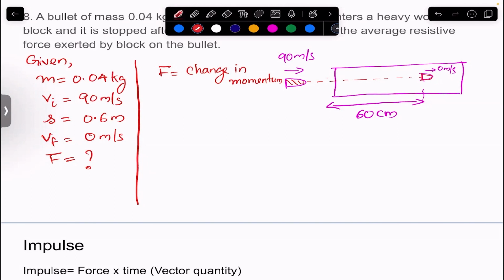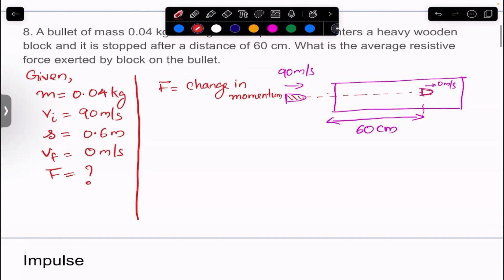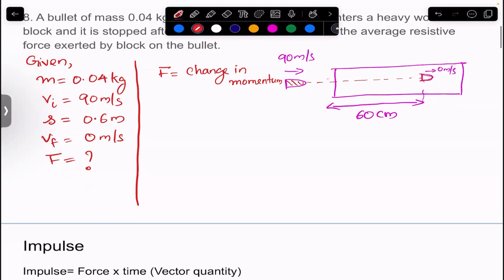So if the velocity was decreasing, that means there is a resistive force acting on that bullet, which caused a deceleration on that bullet. So that deceleration, if you can calculate, you can find the force easily because you have the mass of the bullet given here, right? Because force equal to mass times acceleration. You just want to find the magnitude of the resistive force, right?